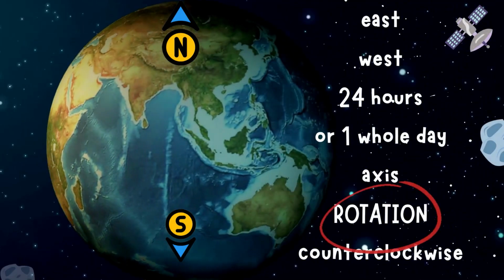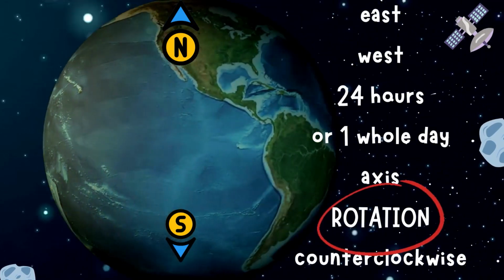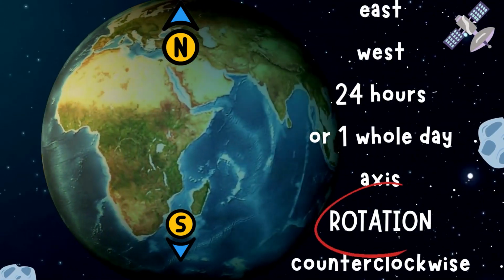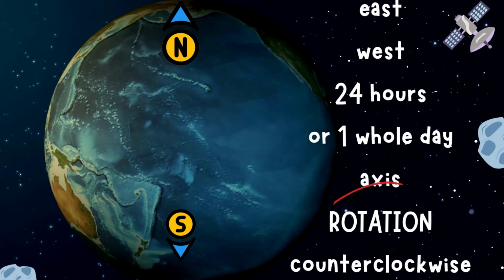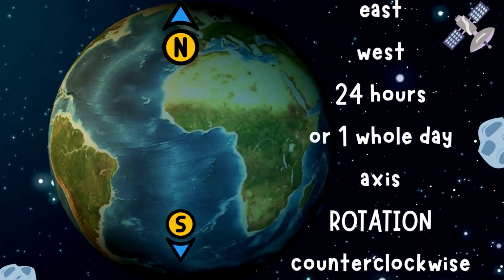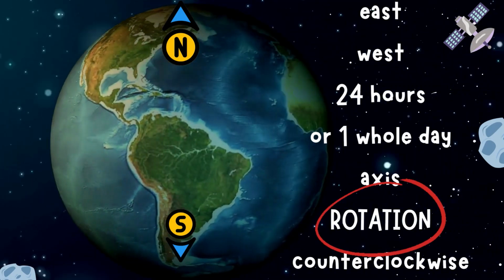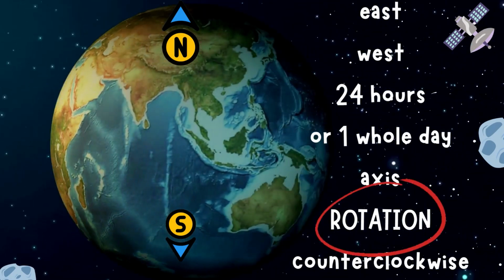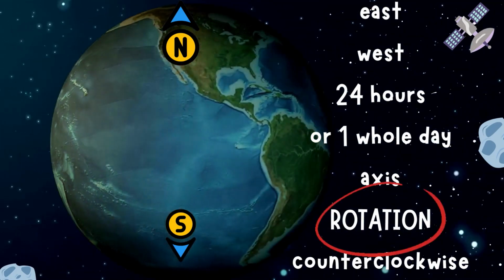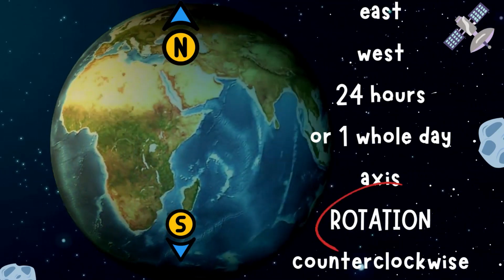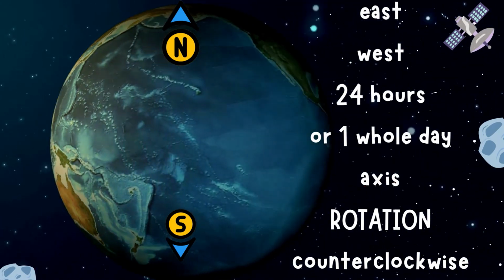Every day, the sun appears to rise in the east, travel across the sky, and set in the west. You can observe this day in and day out. But the sun does not move from east to west. Instead, the earth is spinning on its axis at a regular and steady rate once every 24 hours or one whole day. This movement of earth on its axis is called rotation.